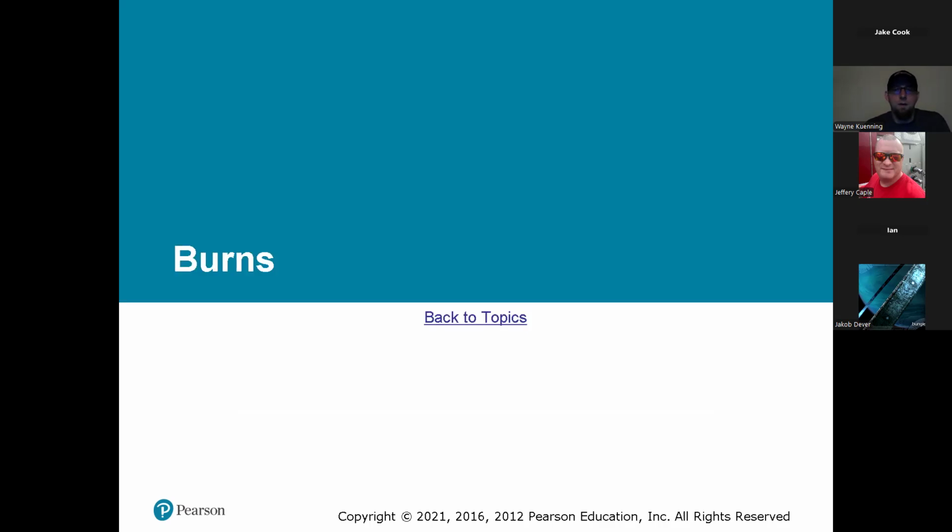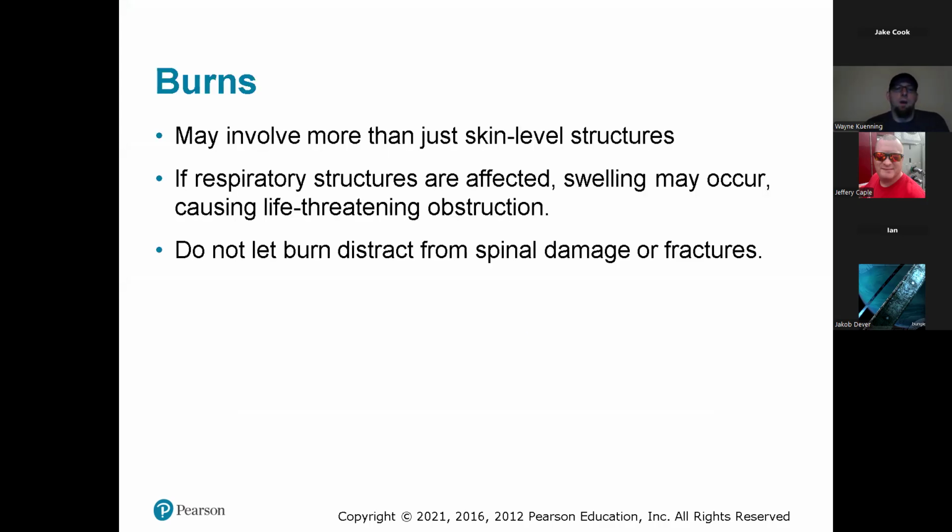Burns. Burns are not as simple as people like to think they are. A lot of times, if a person has a second degree burn, they have several first degree burns. If they have a third degree burn, they have several second degree and several first degree burns.